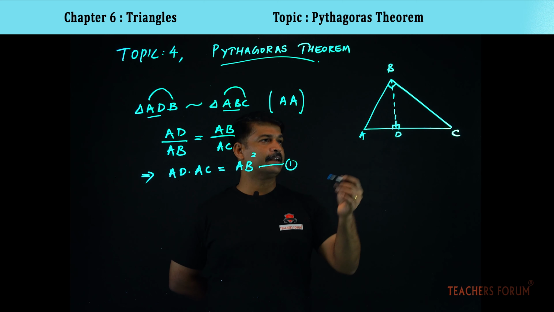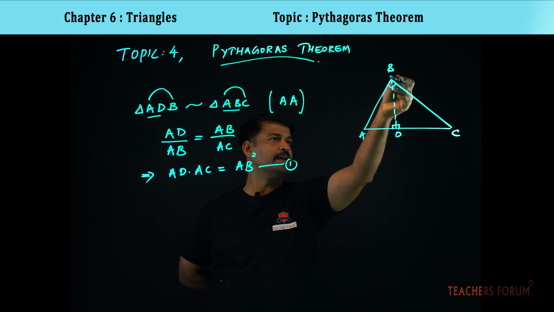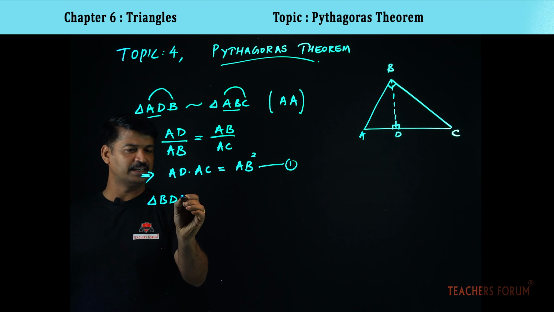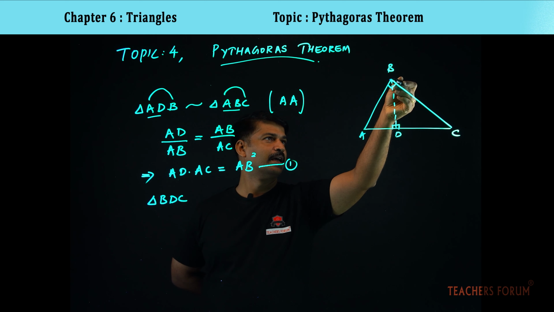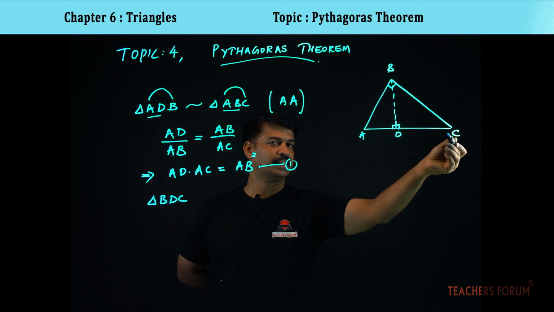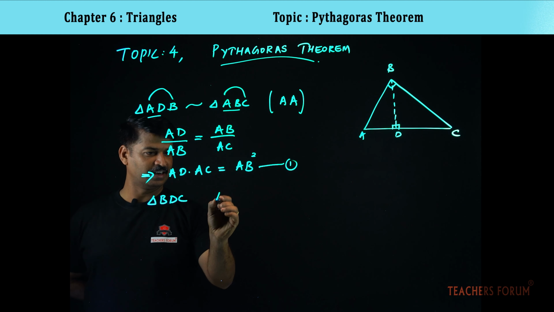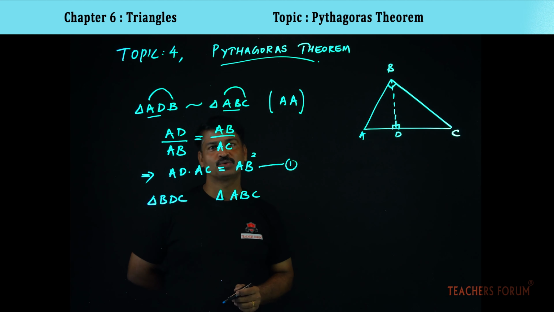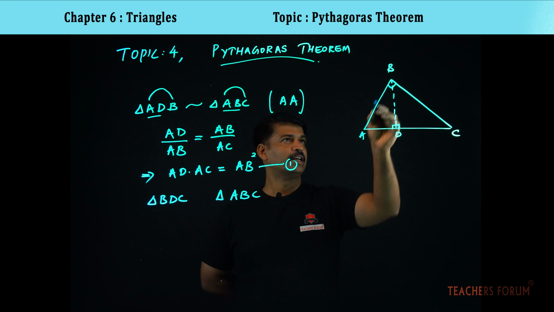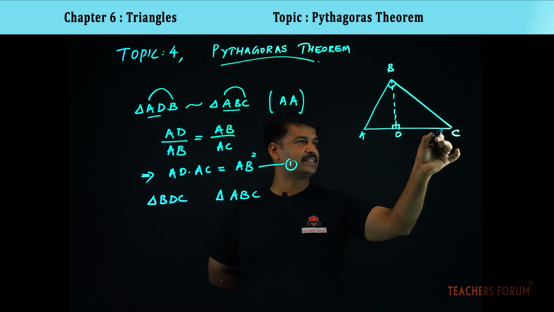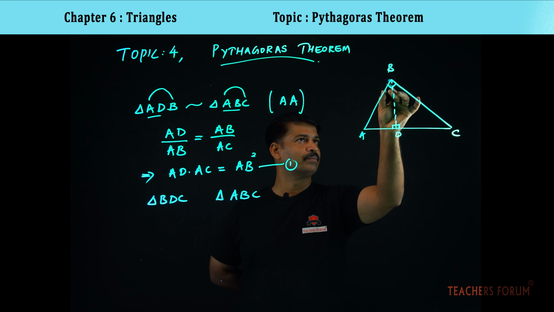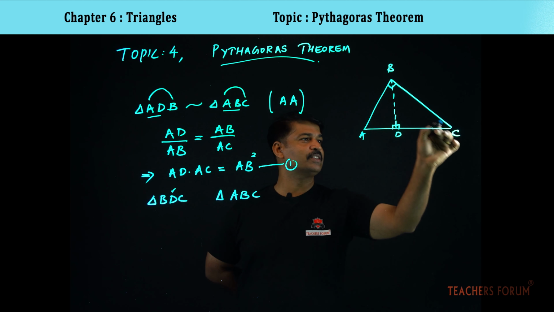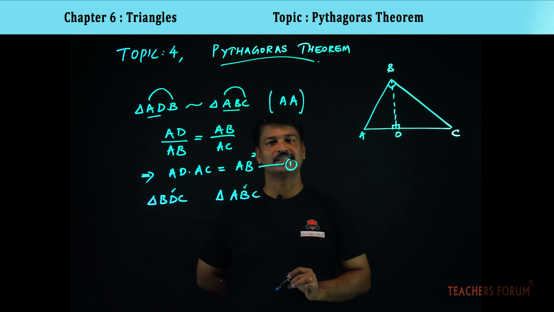Now, let us take another triangle. Let us take the triangle BDC, and ABC. What can you say about these two triangles, BDC and ABC? In BDC, what is angle D? In BDC, angle D is 90 degrees. Okay. In triangle ABC, what is angle B? That is also 90 degrees.